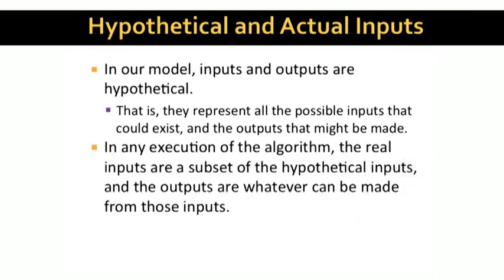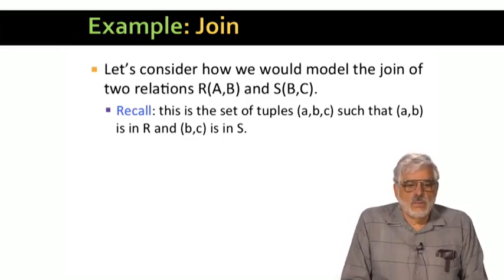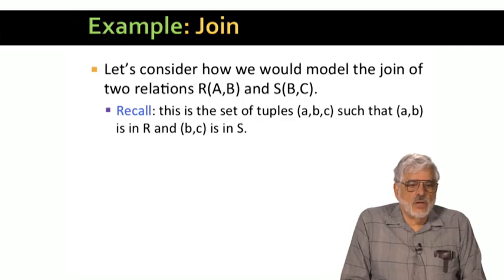In an execution of the algorithm, the actual inputs are a subset of the hypothetical inputs. A hypothetical output is made if and only if it can be made from whatever inputs are available. In some applications, we can only make an output if all its inputs are present, and in others, we can make an output if at least one of its inputs is present, or there might be other options as well. To see the difference, consider the problem of taking the natural join of 2 relations, R with attributes or column names A and B, and S with attributes B and C.